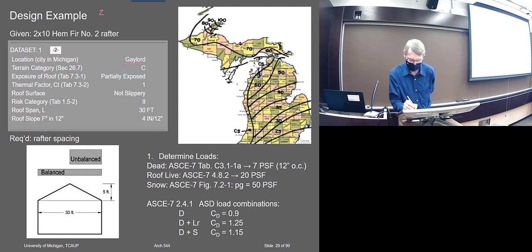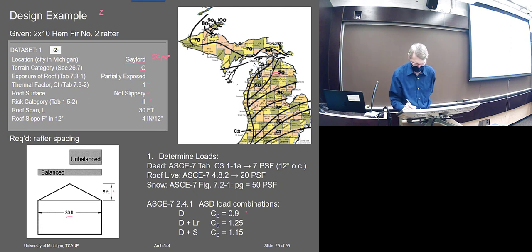So you were given a city, Gaylord. Where is Gaylord? Oh, I can see it. There's Gaylord. Okay, so that looks like 50 PSF. And then the terrain is C, exposure, partially exposed, thermal, not slippery roof. So all this is to calculate the snow load in Gaylord. Risk factor, roof span, we say is 30, and it's got a height of 5.